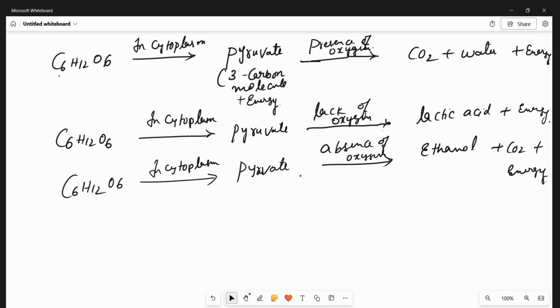Okay, next, in microorganisms, for example yeast, what happens? The glucose is converted into pyruvate, then from there, in the absence of oxygen, it is converted into energy, where ethanol is also produced. But in this case, the energy produced will be less when compared to aerobic respiration.